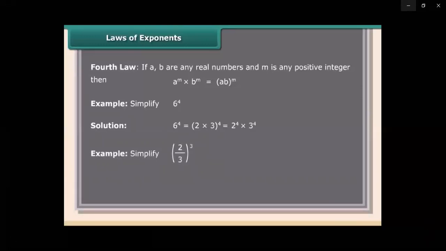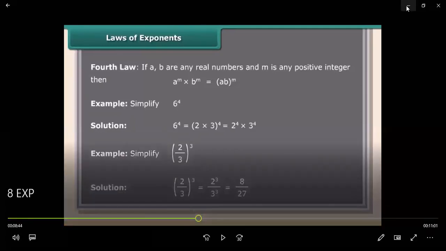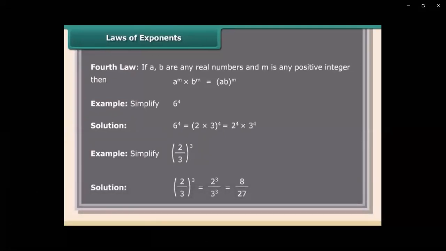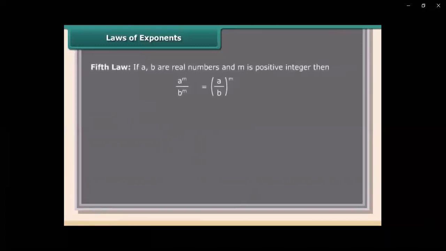Similarly, one more example: simplify 2 by 3 raised to the power 3. We can distribute the power in the numerator as well as the denominator. So we can write it as 2 raised to the power 3 divided by 3 raised to the power 3. So 2 cube is 8 and 3 cube is 27. So our final answer will be 8 by 27 using the fourth law.